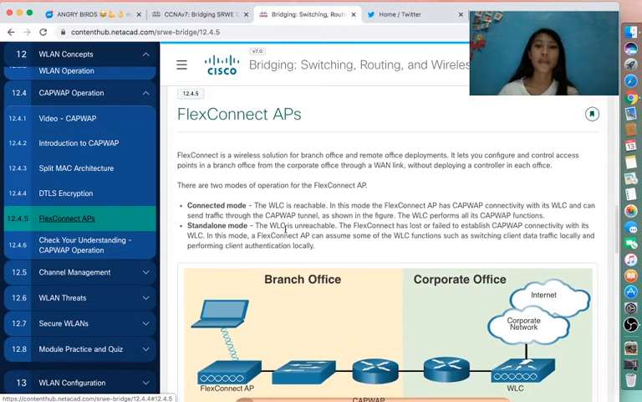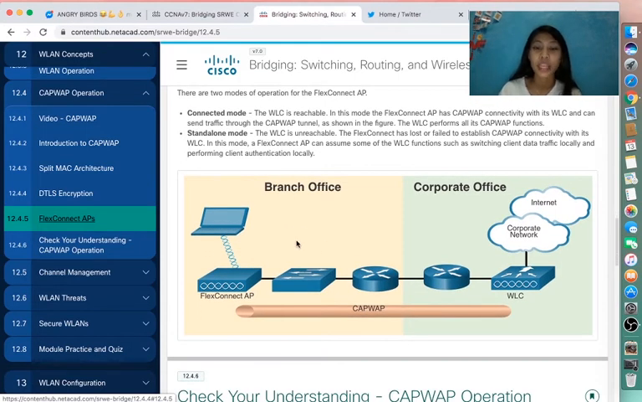FlexConnect APs, connected mode and standalone mode. So in our figure, the branch office has a laptop, a FlexConnect AP, a switch, and a router. And in our corporate office, we have the internet, the corporate network, and our WLC, but they both use CAPWAP.